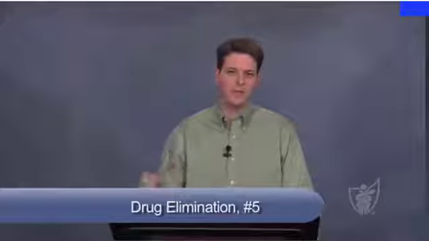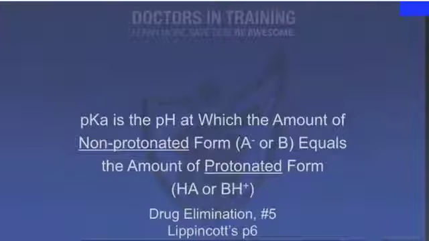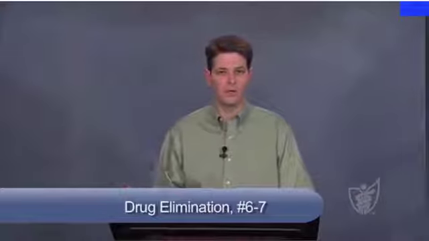So the pKa is defined as the pH at which the non-protonated form of the drug is equal to the protonated form of the drug. So every drug will exist in both a protonated and a non-protonated form, and the relative amounts of those two is determined by the pH of the surrounding environment. And so the pH at which the protonated form is equal to non-protonated form is defined as the pKa, or acid dissociation constant. So we're talking about renal drug elimination. So we're talking about the pH of the urine as the environment.